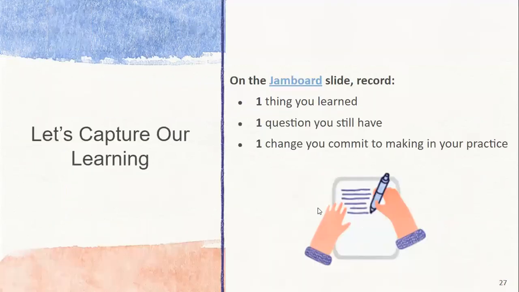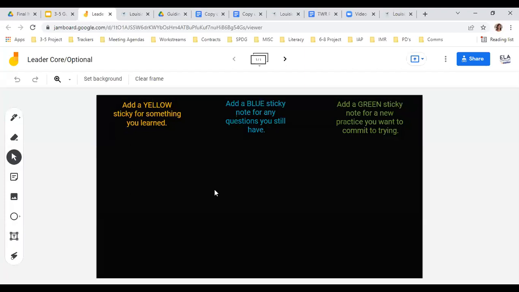So now let's synthesize our learning for today. You can click on this Jamboard. We'll provide that link in the chat. And I would like for you to add a blue sticky note for the questions you still have and a green sticky note for practice you can commit to trying. Also a yellow sticky note for something that you have learned.